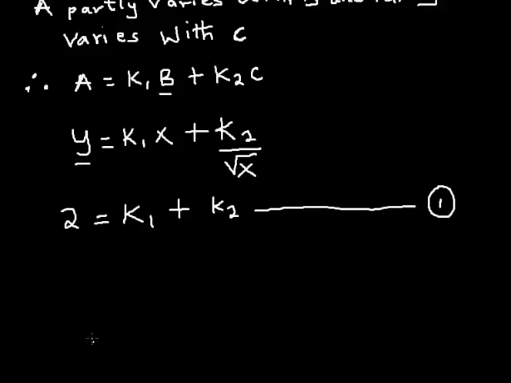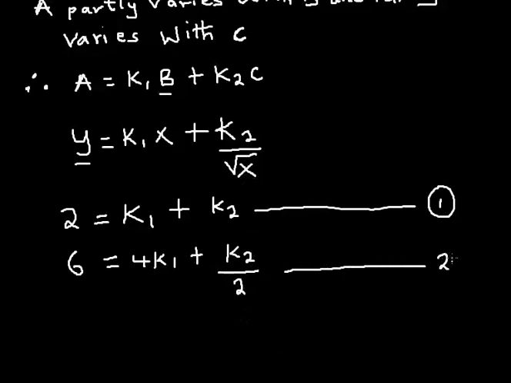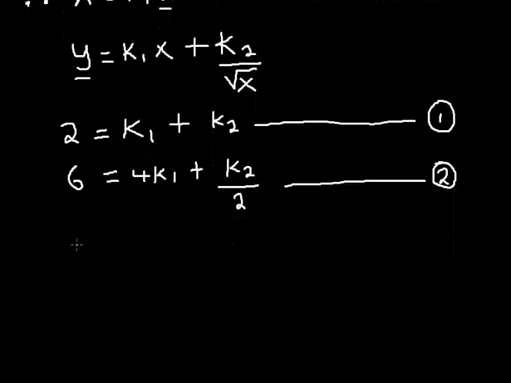So when y is equal to 6, x is equal to 4, that is going to be 4k1, right? Then plus k2, of course, divided by the square root of 4. The square root of 4 is 2. That's going to be my equation 2. So I need to solve these equations to get my k1 and k2, right? So let me use the substitution method.